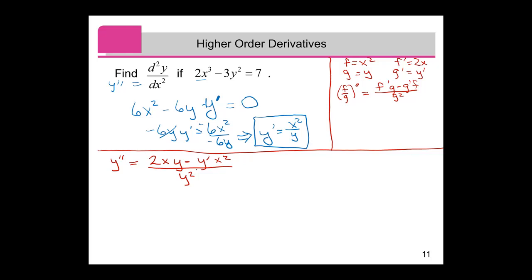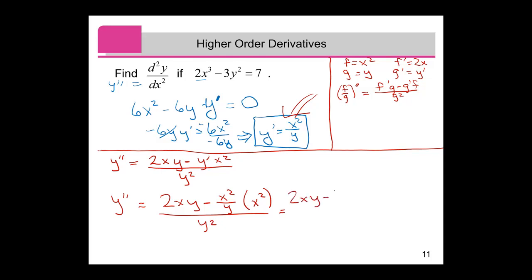Yeah. Okay, good. But I don't want a second derivative in terms of a first derivative, but I do know what the first derivative equals. So I can plug that in, which gives me y double prime is equal to 2xy minus x squared over y times x squared over y squared, which is equal to 2xy minus x to the fourth over, is that right? Oh yeah, over y squared.